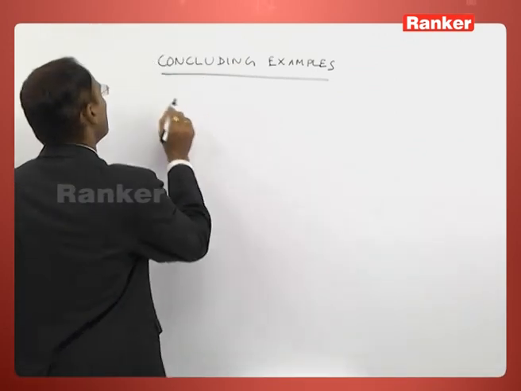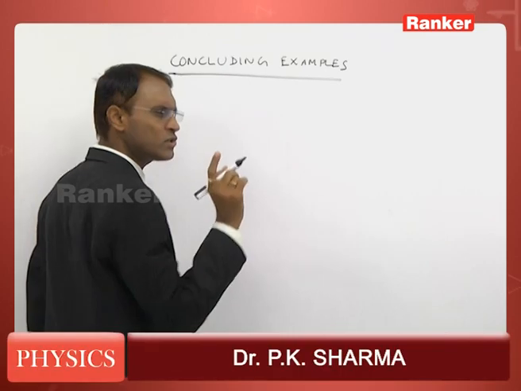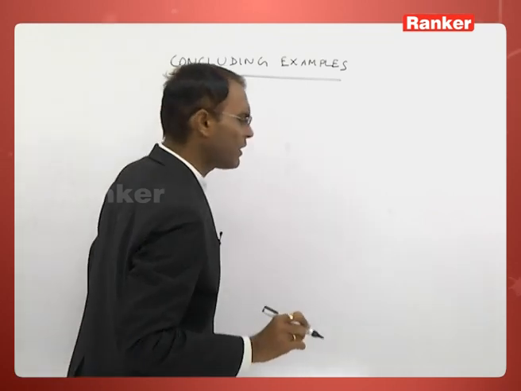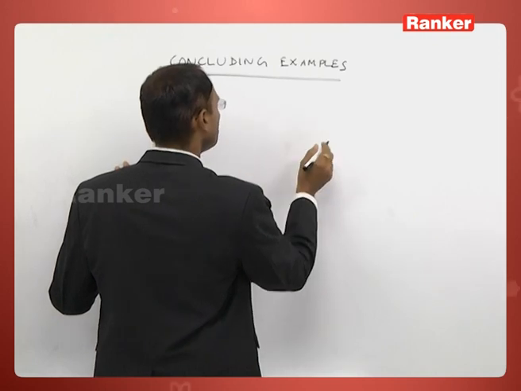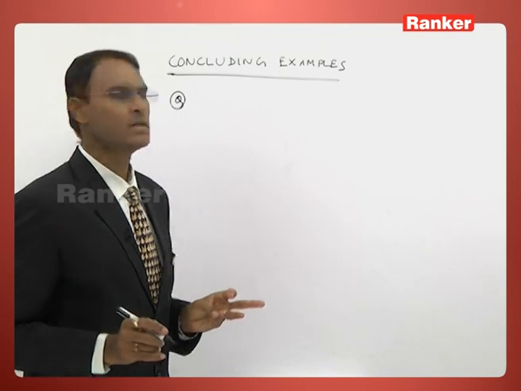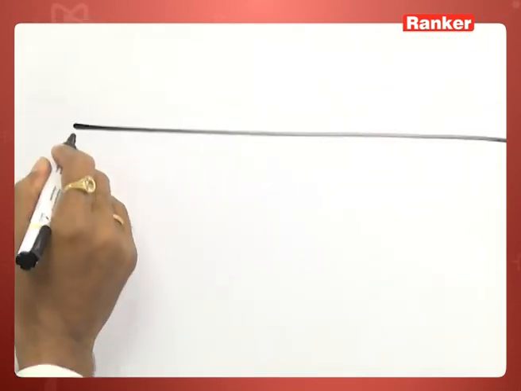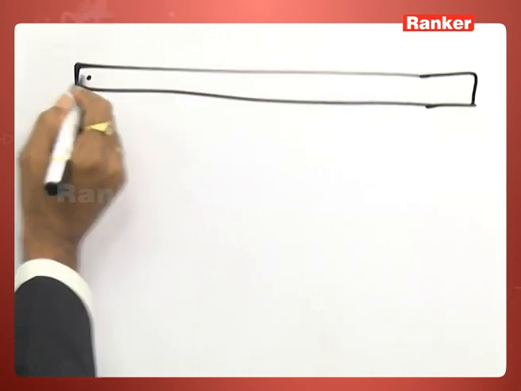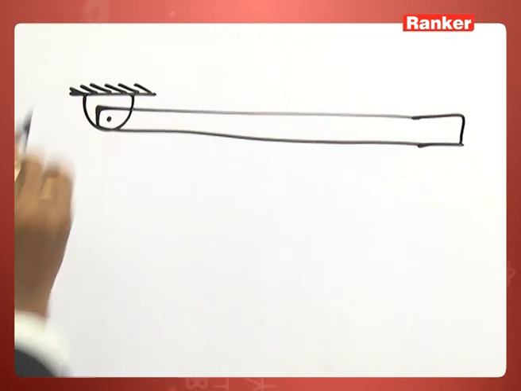Let us take some examples to conclude this chapter of rotational kinematics. Example or question number 1 goes to: find the velocity and the acceleration of a rod which is pivoted at one of its end.